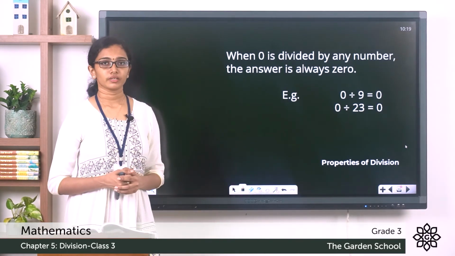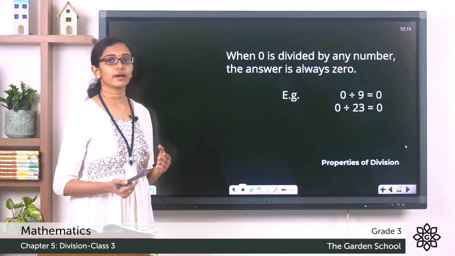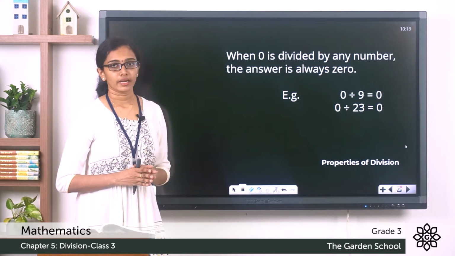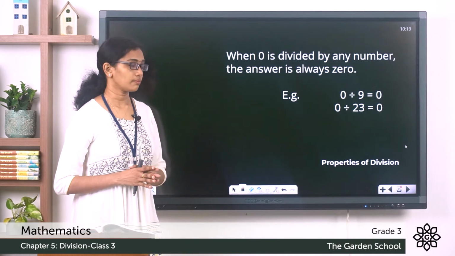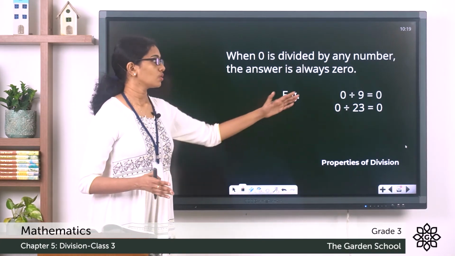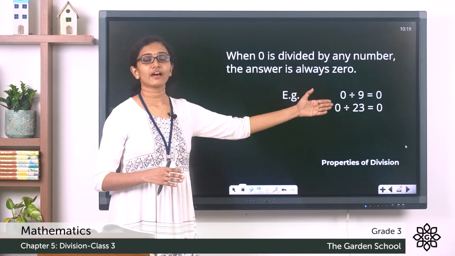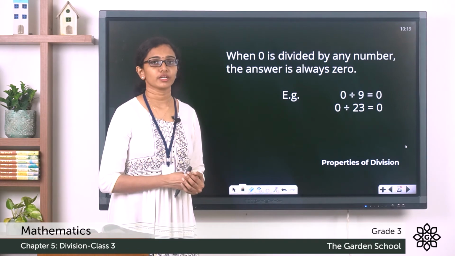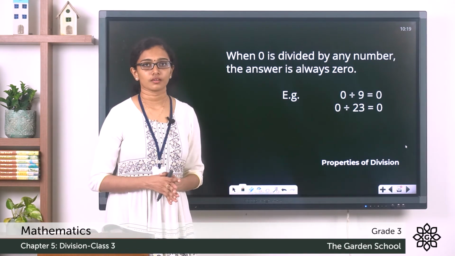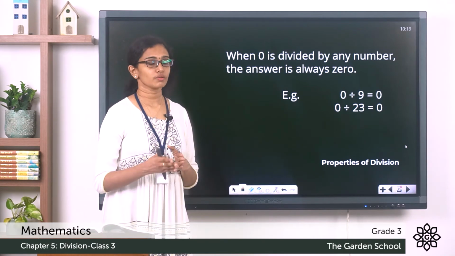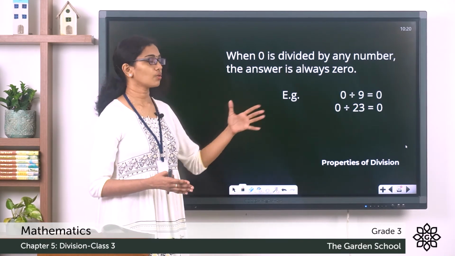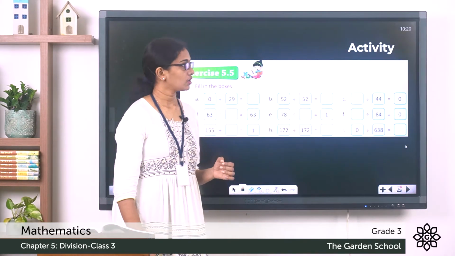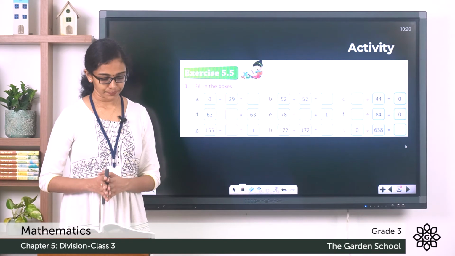Now the third property states that when 0 is divided by any number, the answer is always 0. 0 divided by 9 is equal to 0. 0 divided by 23 is equal to 0. When you say 0, you don't really have anything to divide. No matter how many groups you are trying to divide it into, from nothing you get nothing. So when it's 0 divided by any number, the quotient or the answer will always be 0. Clear?